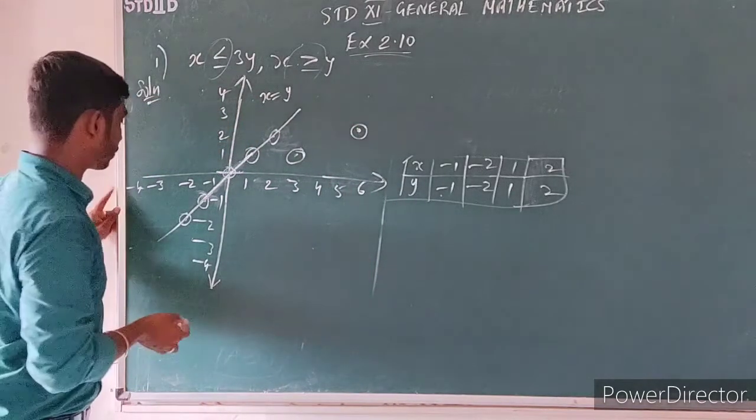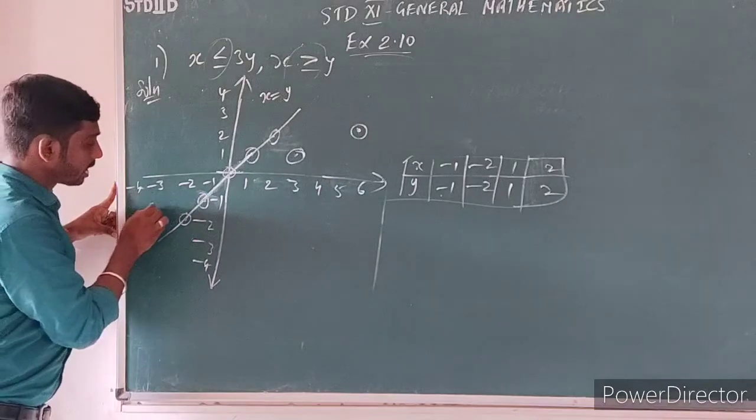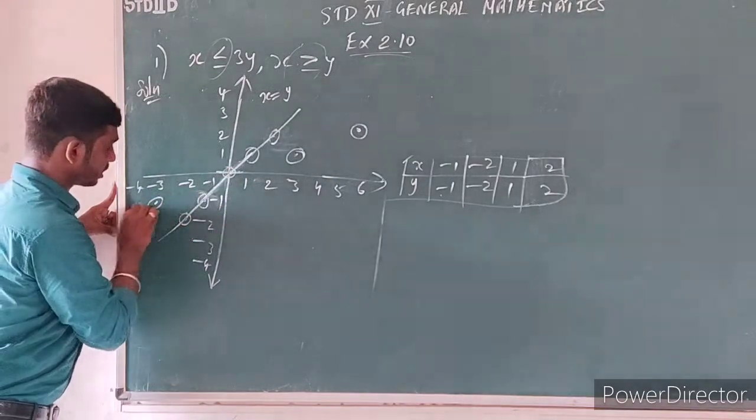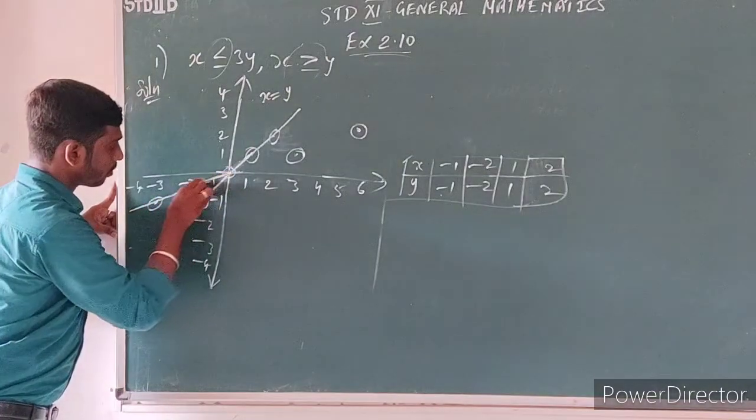Then what is the point here? Minus 3, minus 1. Minus 3 in x axis, and here itself minus 1. So now joining the points here.